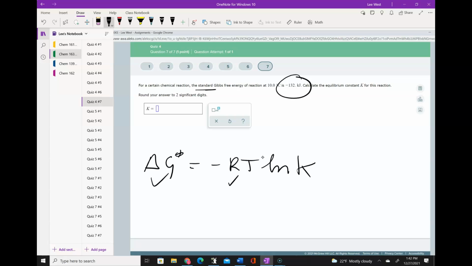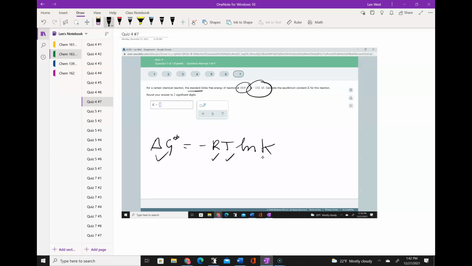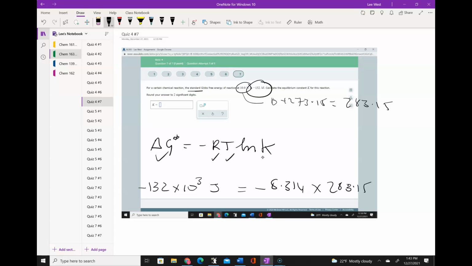We have delta G. R is the ideal gas constant. We also have the temperature. We just got to make sure that everything is in standard units. So delta G needs to be in joules. So delta G is equal to minus 132 times 10 to the 3 joules. And that is equal to negative R, 8.314, times T. So it's 10 degrees Celsius, 10 plus 273.15. 283.15 for my T. And then we've got log K.